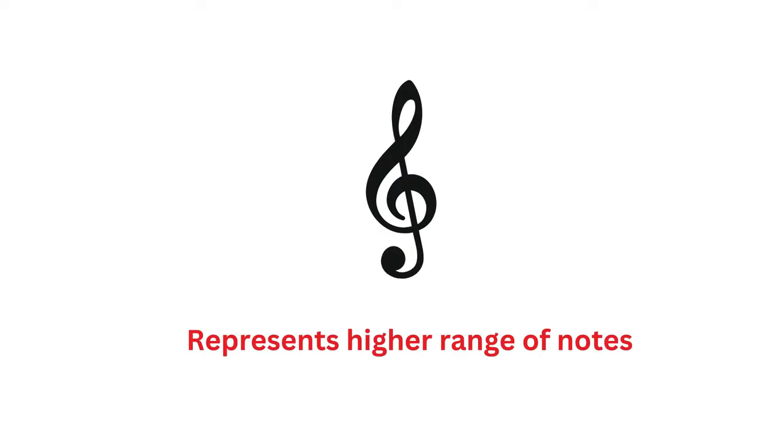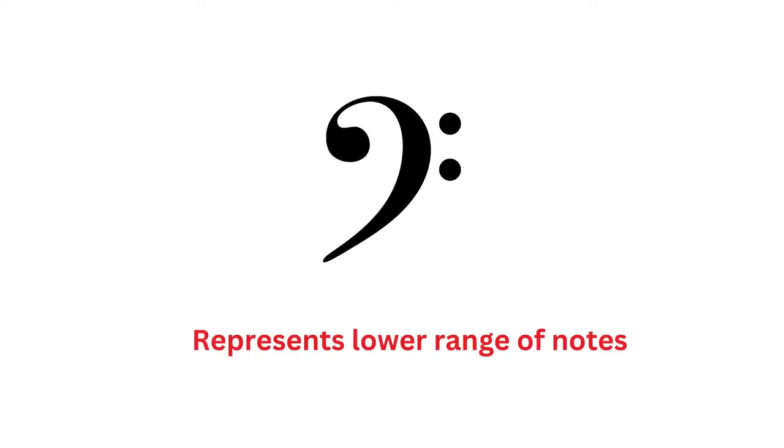Music clefs are symbols that are used in sheet music to indicate the range of the written notes. They are placed at the beginning of a staff. The treble clef is used for higher-pitched instruments and represents the higher range of notes. The bass clef is used for lower-pitched instruments. It represents the lower range of notes.